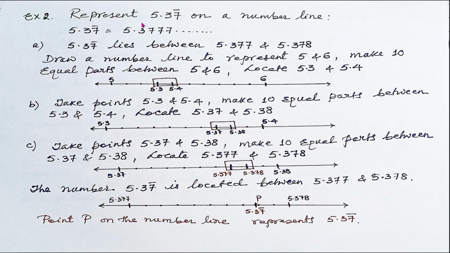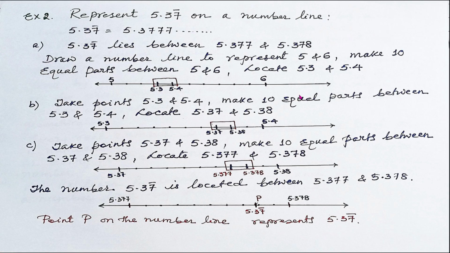Let us say we want to represent 5.37 bar on a number line. If you look at this number, 5.37 bar is nothing but 5.37777..., which is a non-terminating recurring decimal expansion, and which again represents a rational number, and that is also a real number. Now to represent this number on a number line, the procedure is the same as we have learnt earlier.